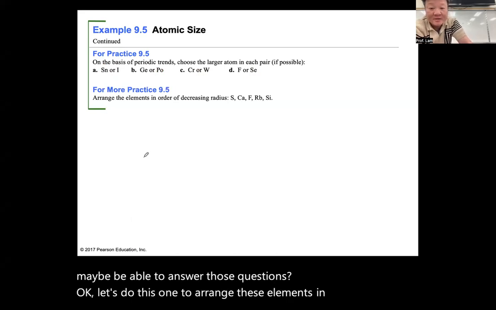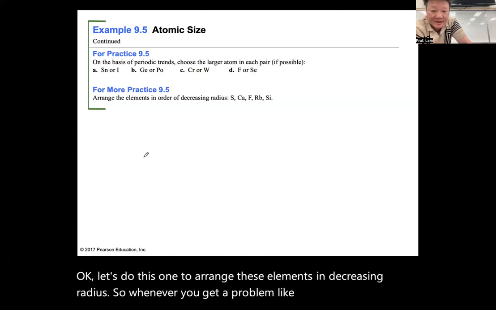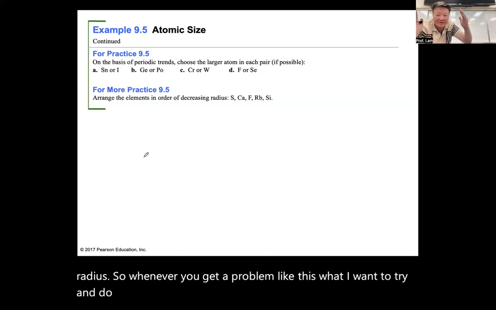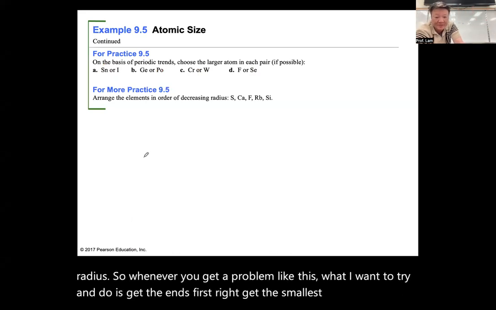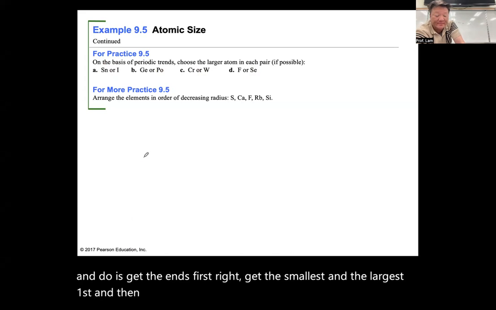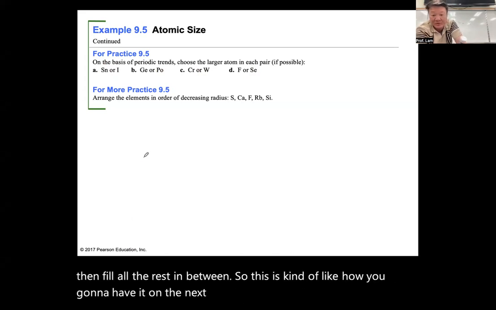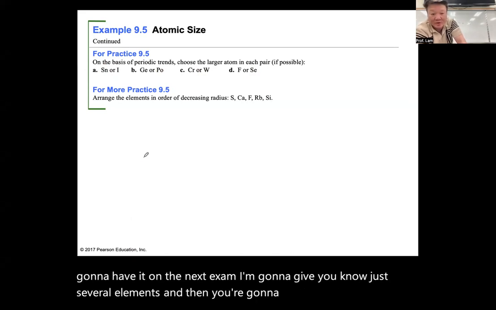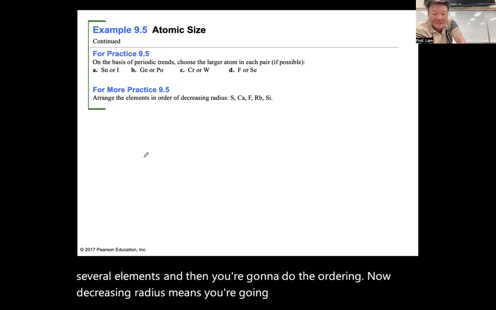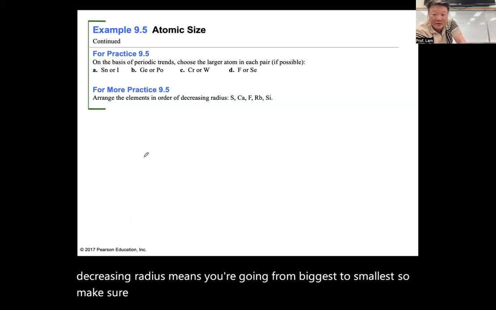decreasing radius. So whenever you get a problem like this, what I want to try and do is get the ends first, right? Get the smallest and the largest first, and then fill all the rest in between. So this is kind of like how you're gonna have it on the next exam. I'm gonna give you just several elements, and then you're gonna do the ordering. Now decreasing radius means you're going from biggest to smallest. So make sure you're using the greater than sign.